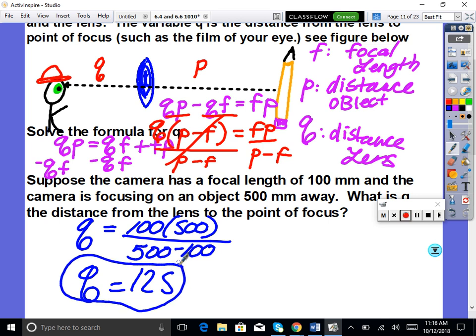So that wasn't hard, right? Just because there was words. It was kind of a plug and chug problem for the most part. If you're ever given a big random formula, it's just a plug and chug problem 90% of the time.